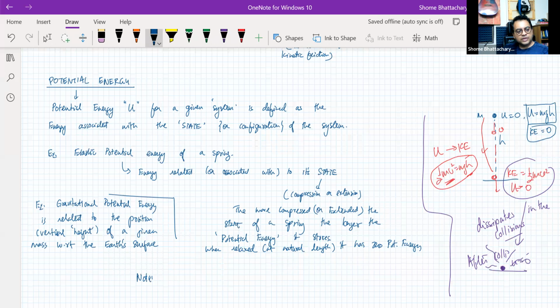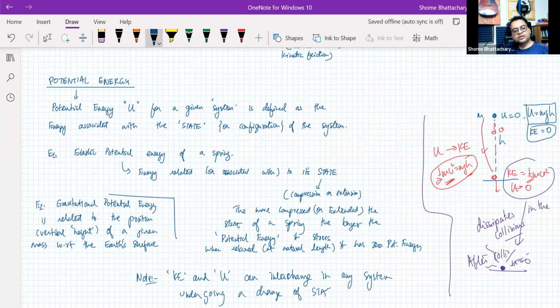So before we come to calculations based on those kind of things, let's observe one more thing. Kinetic energy and potential energy can interchange in any system undergoing a change of state, or configuration.